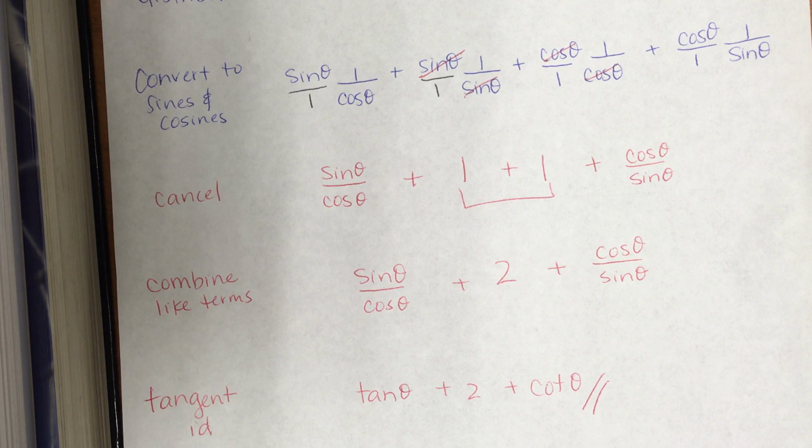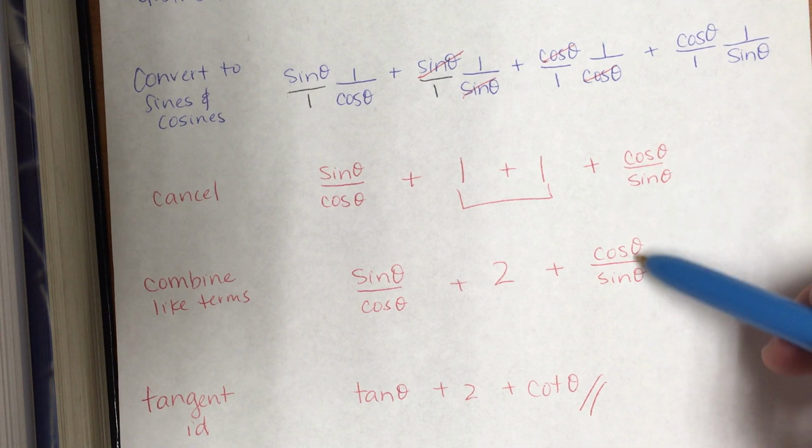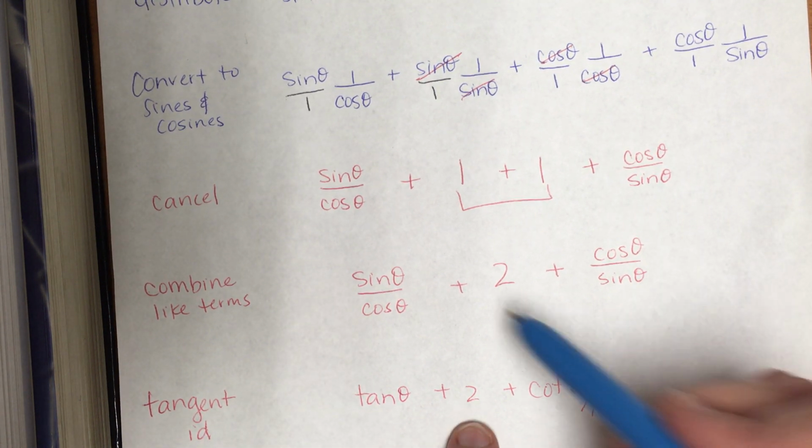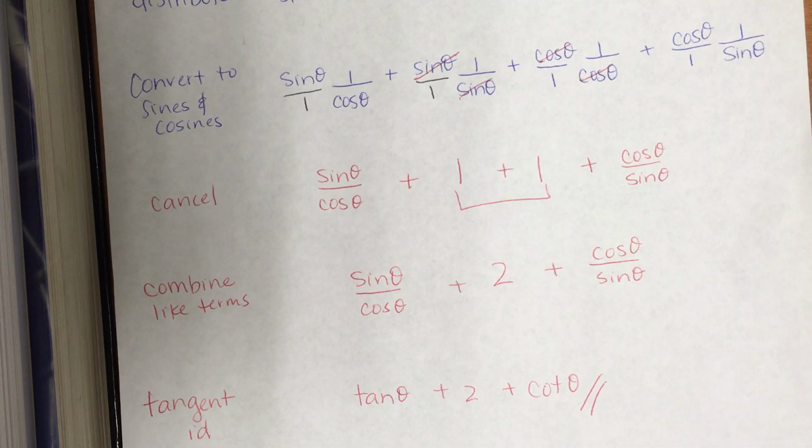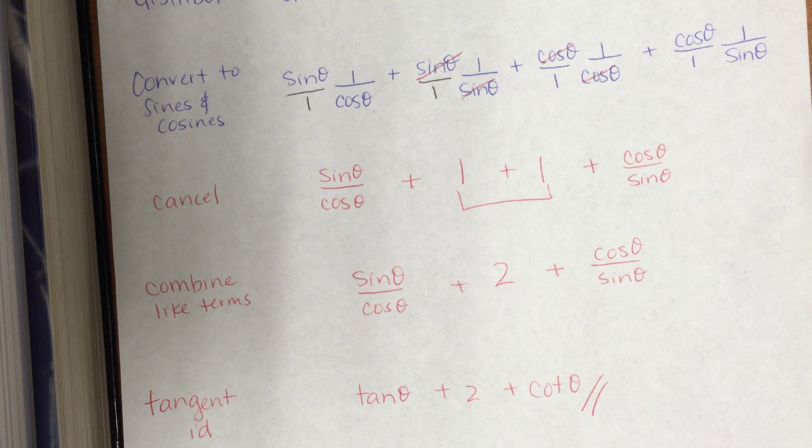You don't have to do it in that order. You can sometimes switch, like you could have converted these to tangents and cotangents before you added together to get the 2. Just make sure that you show every single step. Don't do anything in your head, and don't combine steps.